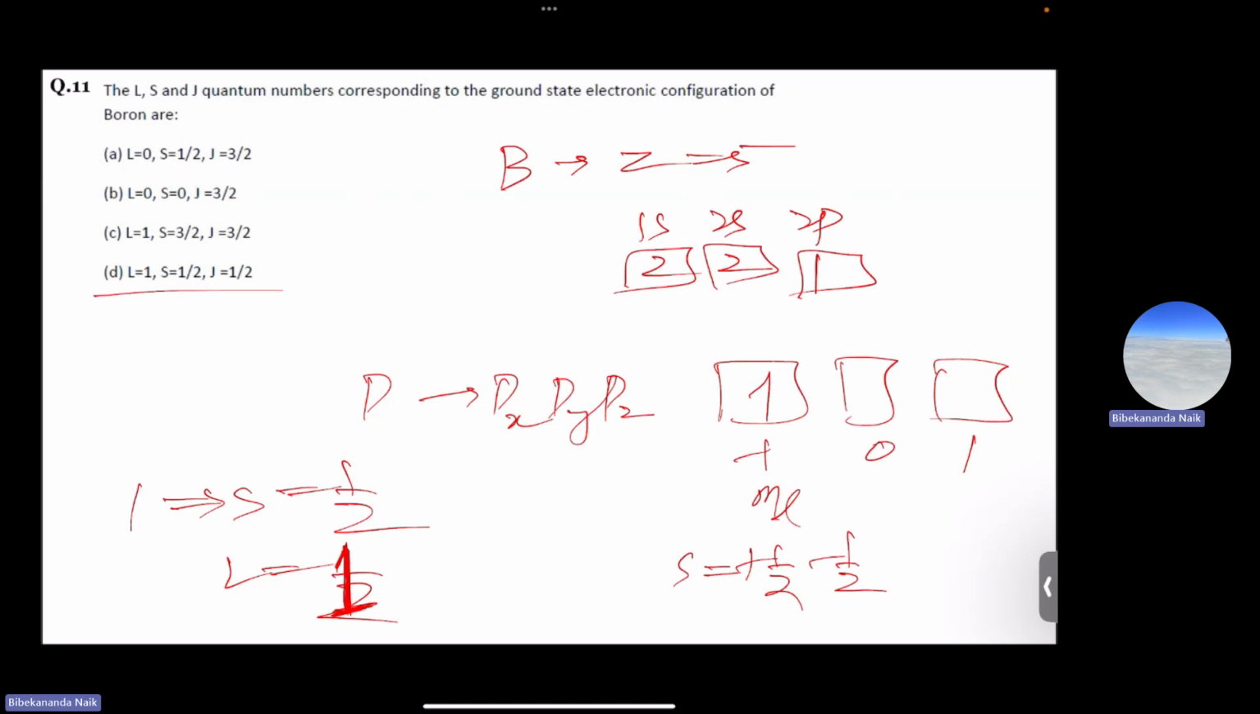But the question says ground state electronic configuration. So the ground state, whether it will be 2p half or 2p 3 by 2. Here there are some rules which are taken into consideration before deciding the ground state. You will study them in more detail in the many electron atom discussion on spin orbit coupling, but you can just remember that if the shell is less than half filled, then the lowest J value, that is L minus S, corresponds to the ground state.